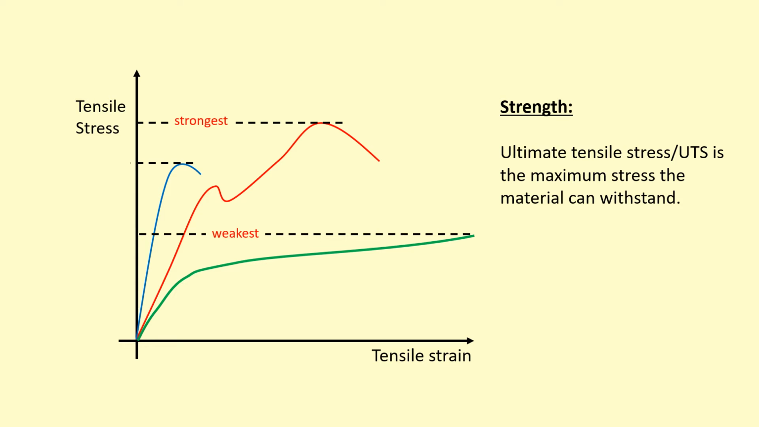So you can see the red one is the strongest because it's got the largest possible stress it can hold. And then followed by the blue, and then finally the weakest is the green one because that's got the lowest stress. Now here we're assuming that they've all been stretched and they break at the point where the graph ends.